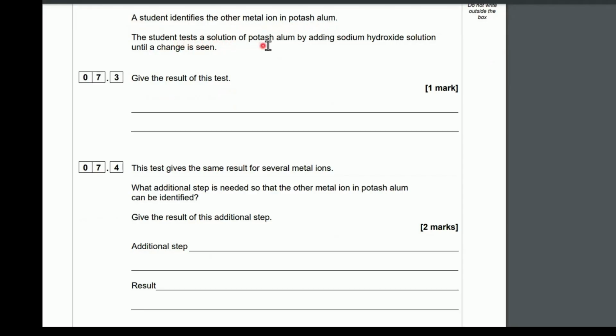The student tests a solution of potash alum by adding sodium hydroxide solution until a change is seen. Give the result of the test. So there is aluminium in potash alum, and hopefully you could look and see that aluminium was present.